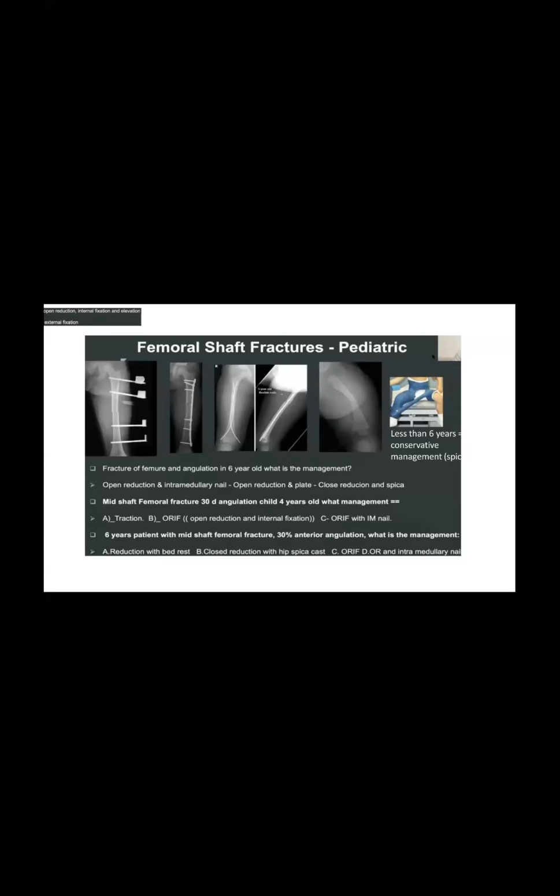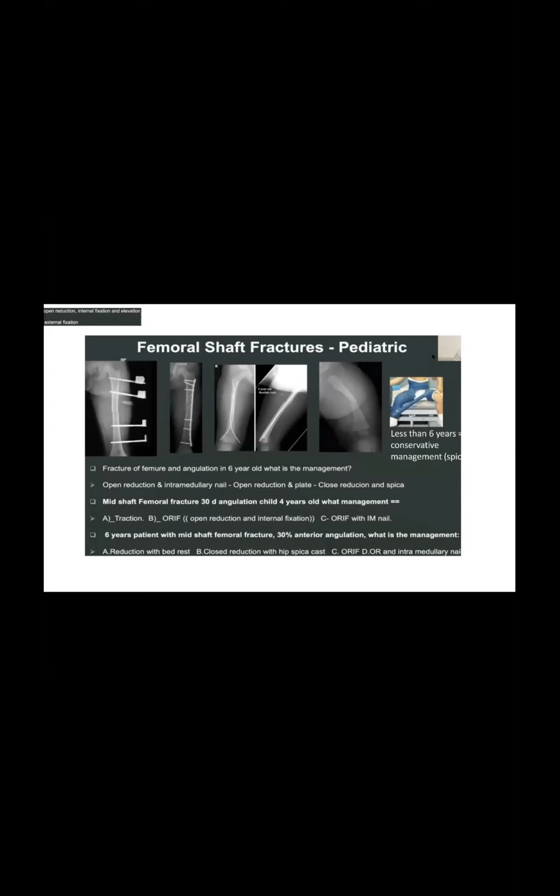Now, the main fact is the patient is 6 years old. I already discussed this. What is the answer? Anyone? Option D, ma'am. Is the answer B? Who is answering? D, Dr. Munia. Excellent.